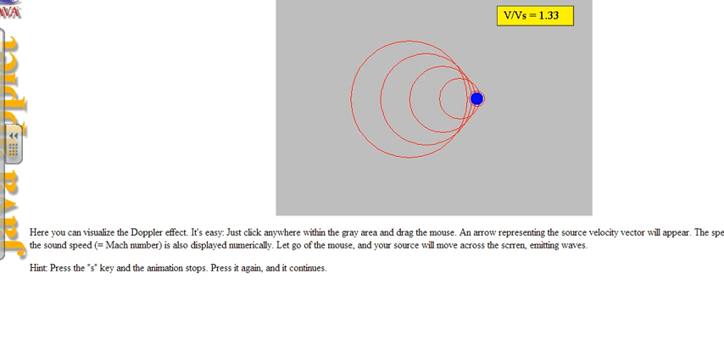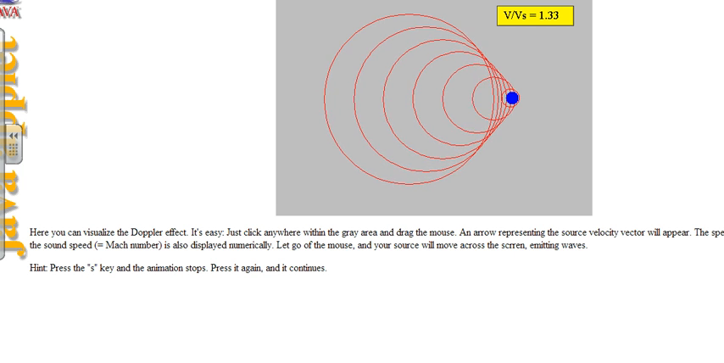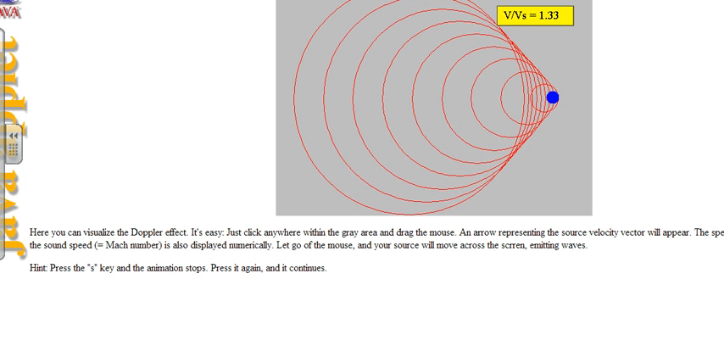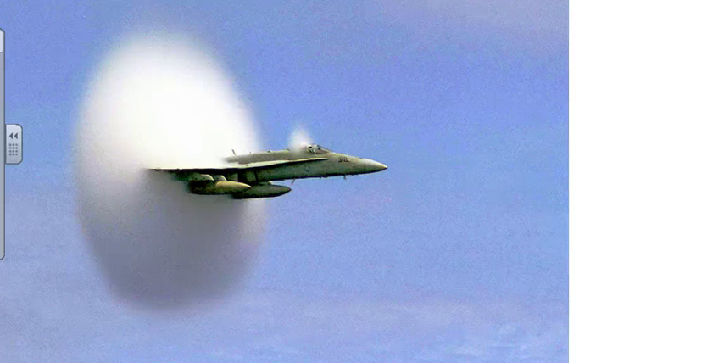So notice what happens is that as the object moves forward, it creates this cone shape. So this is known as a shock wave. If you're over here, for example, then this line of waves is going to hit you all at the same time. And here's a cool picture of it. Here's a plane creating a sonic boom, and you can see that cone shape. There's actually two, one near the cockpit and one near the tail of the plane.